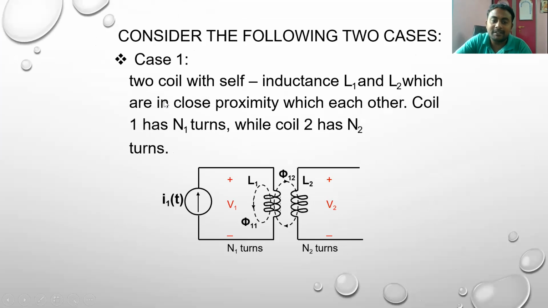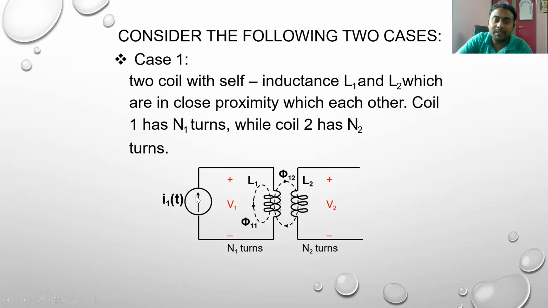For that, I am considering two cases. In the first case, we have two inductors with self-inductances L1 and L2. The number of turns in coil 1 is N1, and the number of turns in the second coil is N2. We have two fluxes, phi 11 and phi 12. Phi 11 is the flux generated that links only the first coil. Phi 12 links both coils, the first coil and the second coil.